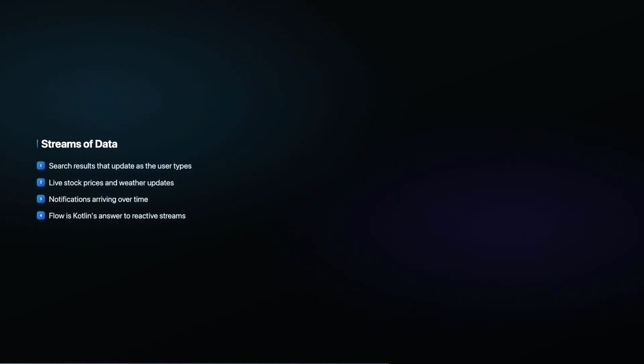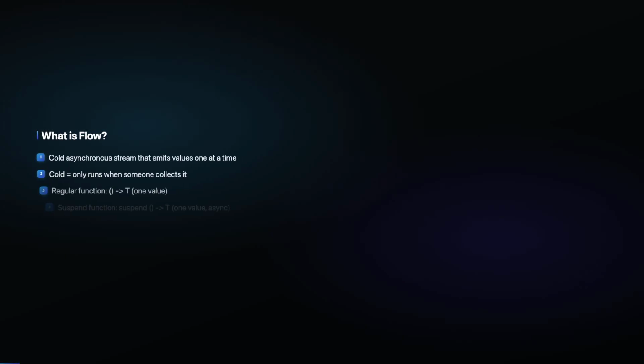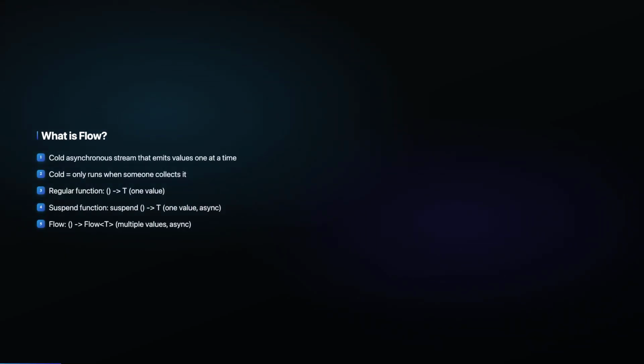Flow is Kotlin's answer to reactive streams. It lets you emit multiple values over time with full coroutine support. In this video, we will learn everything about Flow. Flow is a cold asynchronous stream that emits values one at a time. Cold means it only runs when someone collects it. No collector, no execution. Compare this with channels which are hot and run immediately.